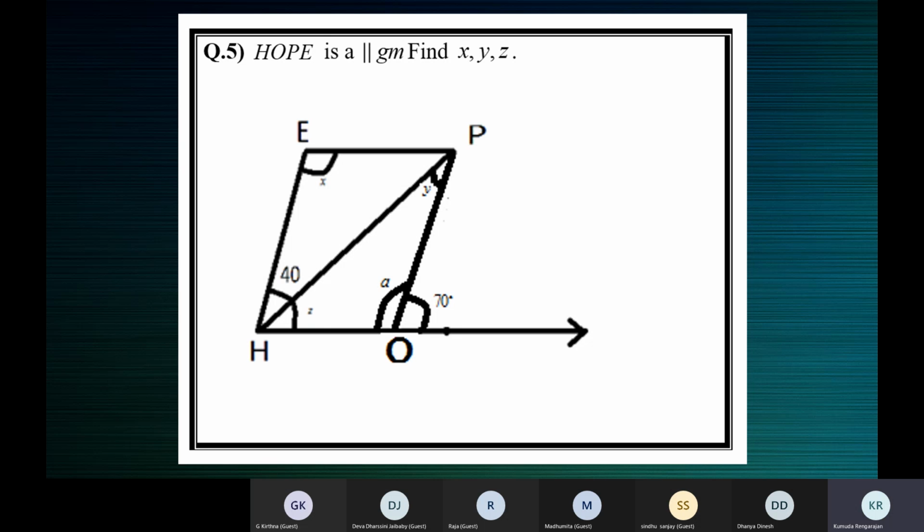Now, can I say that A, Y and Z are the interior angles of a triangle? Yes, ma'am. Which triangle? Triangle HOP. A, Y and Z are the interior angles of triangle HOP.